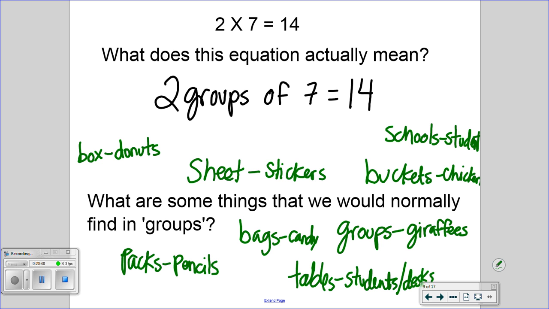Brian, what else do we have in groups? Prize. What's normally in a prize? Lions. Sure. Prize would be a group. You could have like 4 prizes with different amounts. 4 prizes of 4 lions. Sure, that would work. I like it. Good example.